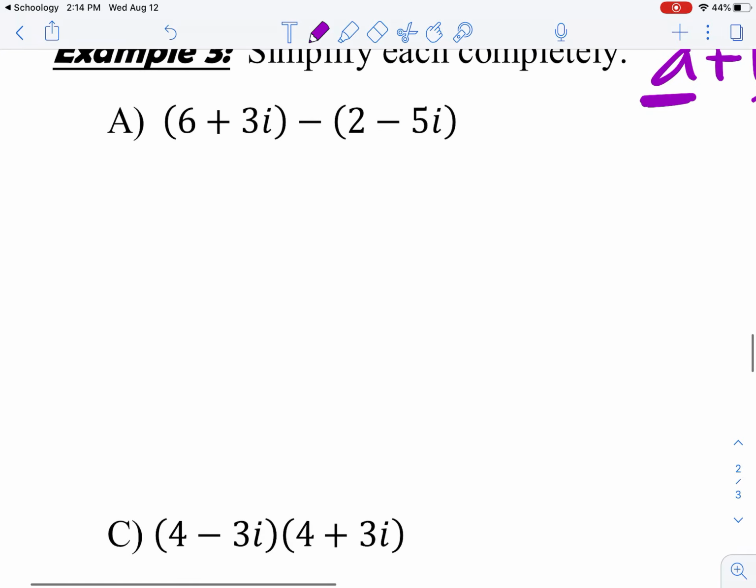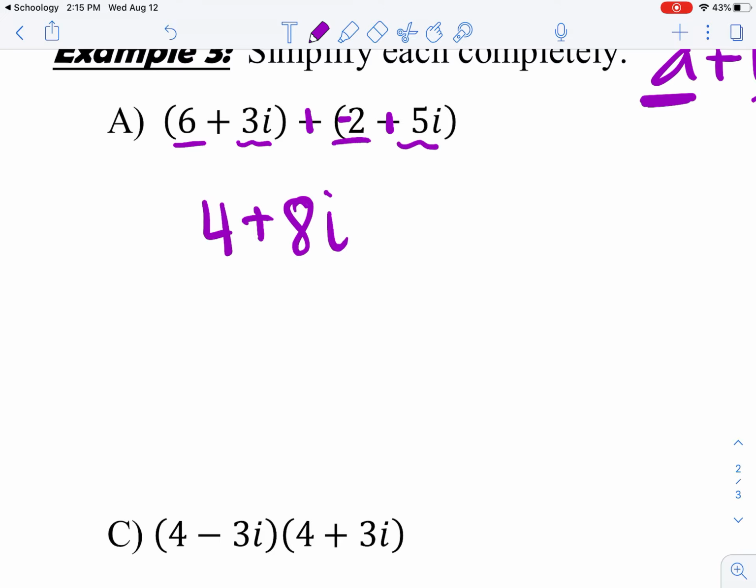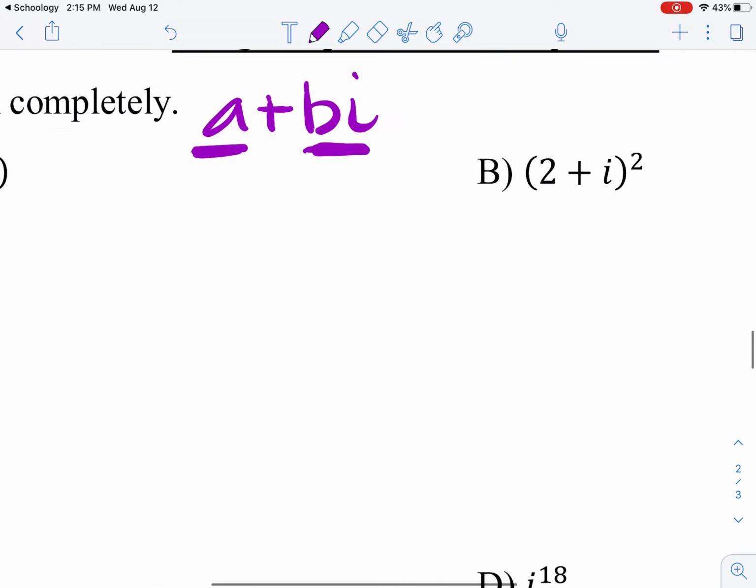So this is just subtraction, okay? So I have to do 6 minus 2, which is 4. That's subtract the real parts and subtract the imaginary parts. 3i minus negative 5i. Since it's subtraction, you can distribute the negative. So this becomes positive, and then just combine like terms. 6 and negative 2 is 4, 3i and 5i is 8i. Done.